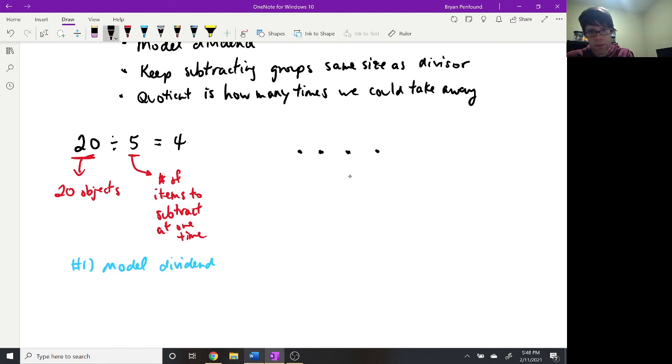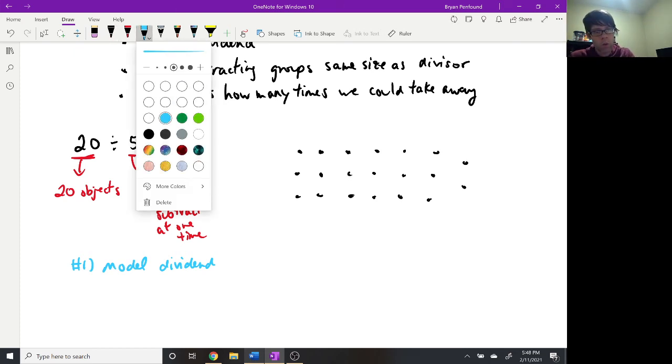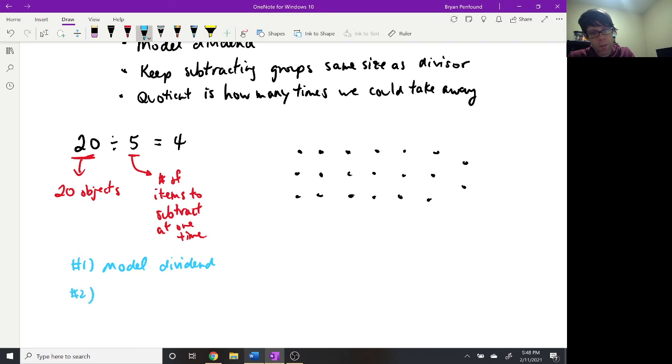So 1, 2, 3, 4, 5, 6, 7, 8, 9, 10, 11, 12, 13, 14, 15, 16, 17, 18, 19, and 20. You can arrange them in a rectangle, you can arrange them in a blob, it doesn't really matter. We just want to model 20 objects. So that's step number 1. Step number 2 is to now subtract off groups of 5.